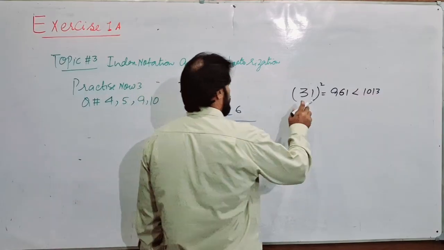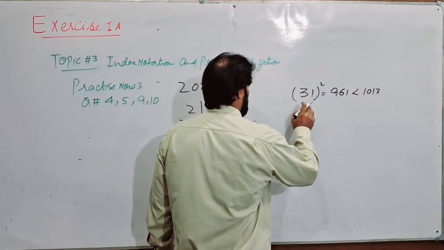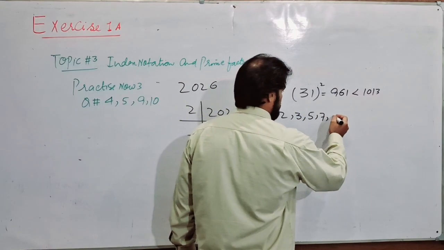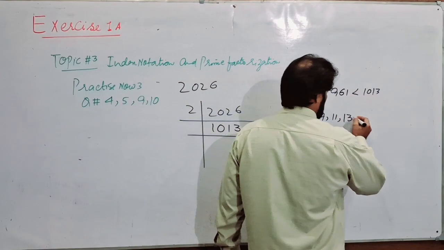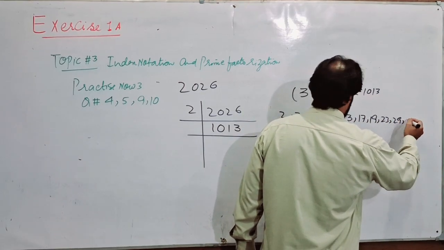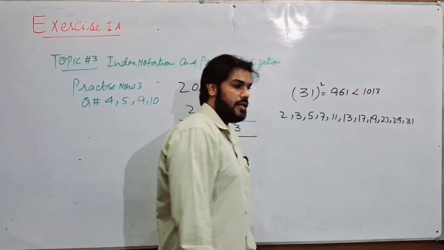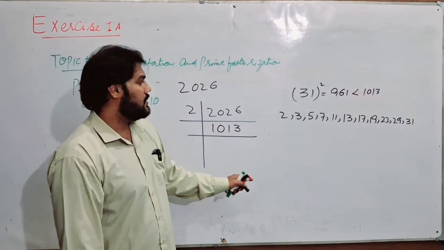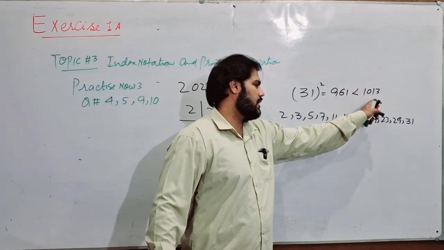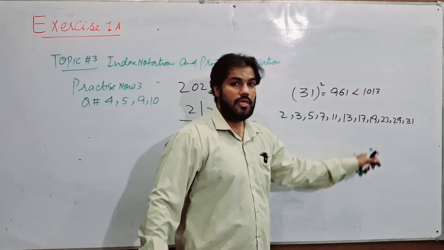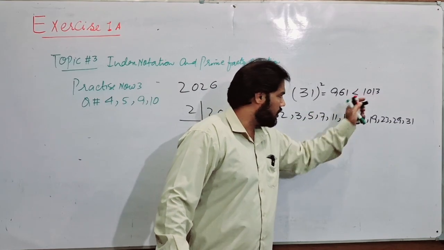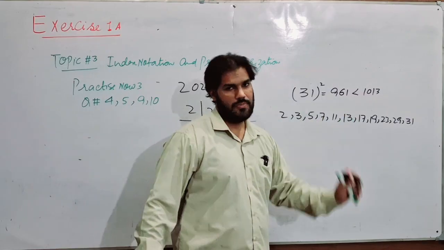Now I have to take all of the prime numbers which are less than 31: 2, 3, 5, 7, 11, 13, 17, 19, 23, 29, and the last one is 31. One by one I have to check whether any of the numbers divides 1013 or not. If none of the numbers divide 1013, then 1013 is a prime number.